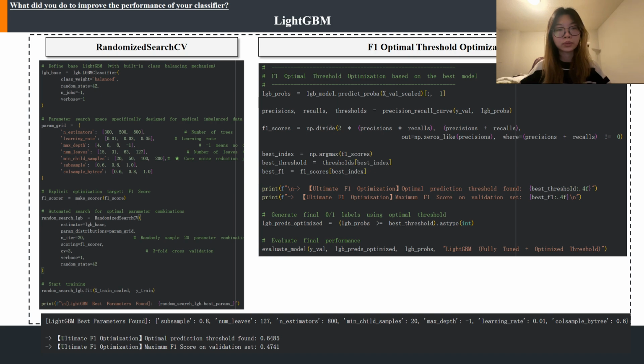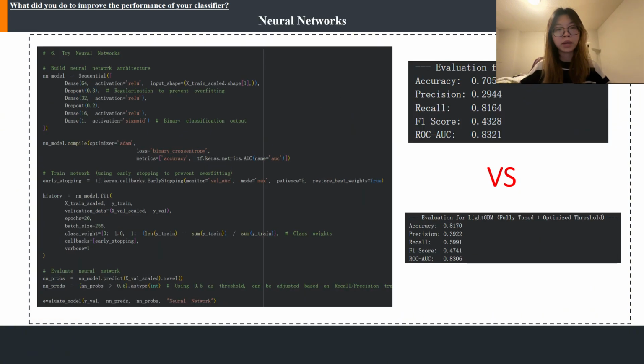Post-tuning, our F1 score improved significantly. I then performed optimal threshold tuning on the validation set, as the default 0.5 threshold is unsuitable for imbalanced data. By iterating through all thresholds to maximize F1 score, I identified a golden threshold of 0.6485, achieving a final F1 score of 0.54741.